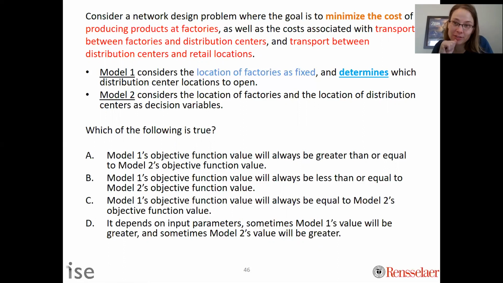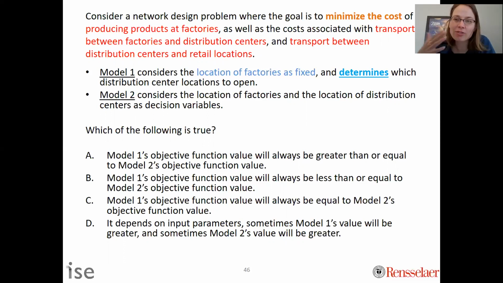So the correct answer here is A. Model 1's objective function value will always be greater than or equal to Model 2's objective function value. Let's unpack that. First of all, we are minimizing cost. So what is good? Small is good. If I read this again, it says Model 1's objective function will always be worse or the same as Model 2's objective function value.